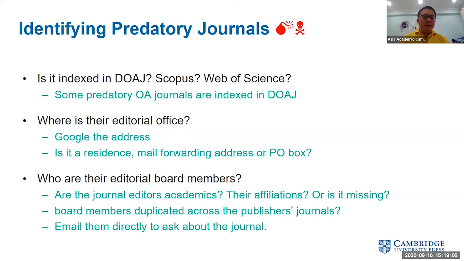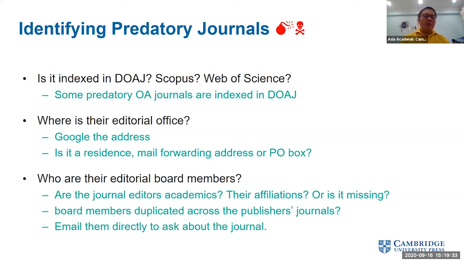How to identify predatory journals. Is it indexed in DOAJ, Scopus, or Web of Science? Do note that some are actually indexed in DOAJ, but once DOAJ is aware that it's a predatory journal, they will drop it. So keep this in mind. Look at their editorial address, the address of the editorial office itself. Is it an actual office, or is it just a residence? Or is it just a mail forwarding address or PO box?